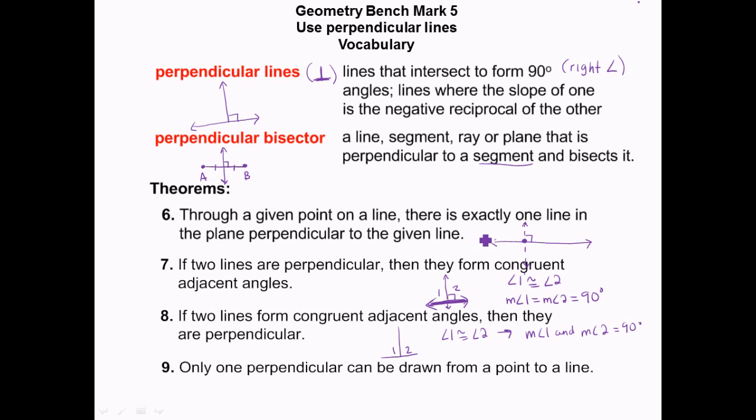And then the last one is only one perpendicular can be drawn from a point to a line. So this one's kind of like number 6, where the point was on the line that said only one line can be perpendicular through that point. Well, if I have a line and I have some random point out in space, just anywhere not on the line, there's only one line that can go through this point and be perpendicular to that other line. Again, because if I draw any other line through this point, it will not intersect at a 90-degree angle. There's only one straight 90-degree angle line.